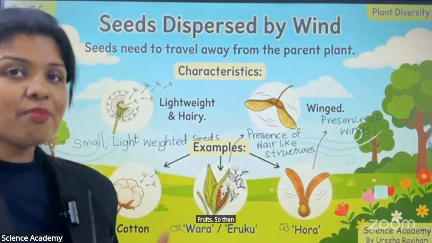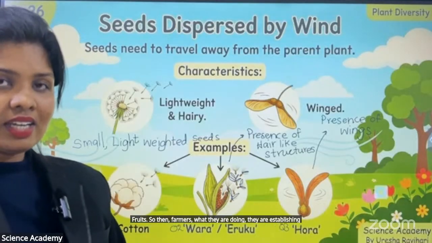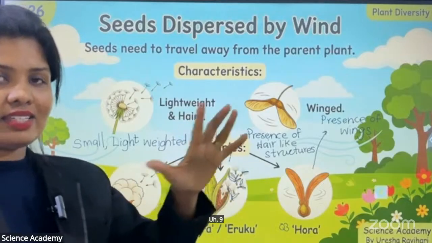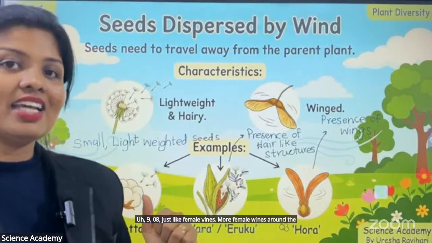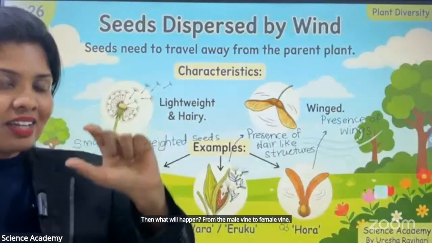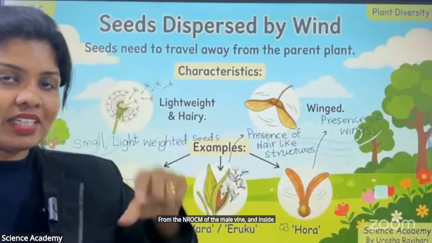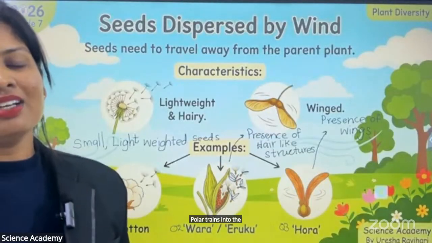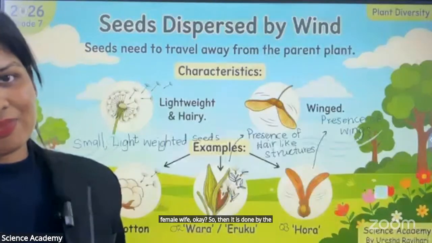So then, farmers, what they are doing, they are establishing one male vine and 9 or 8, more female vines around the male vine. Then what will happen? From the male vine to female vine, from the androecium of the male vine and inside the flower, pollen grains are taken into the gynoecium of the female vine. Okay. So then it is done by the pollinators, right?